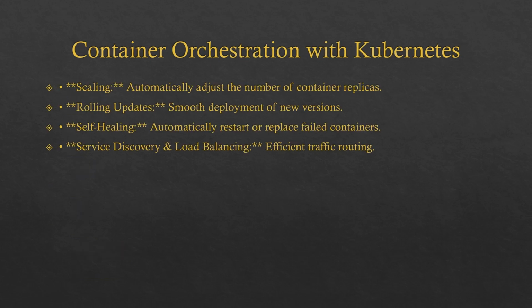Kubernetes provides powerful features for container orchestration, including scaling. It automatically adjusts the number of container replicas based on demand. Rolling updates: Kubernetes facilitates smooth updates by rolling out new versions of applications gradually. Self-healing: if a container fails, Kubernetes automatically restarts or replicates it to maintain the desired state. Service discovery and load balancing: Kubernetes helps route traffic to the right containers, providing efficient communication and load balancing.